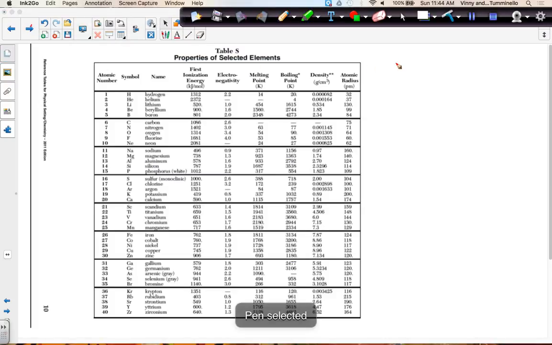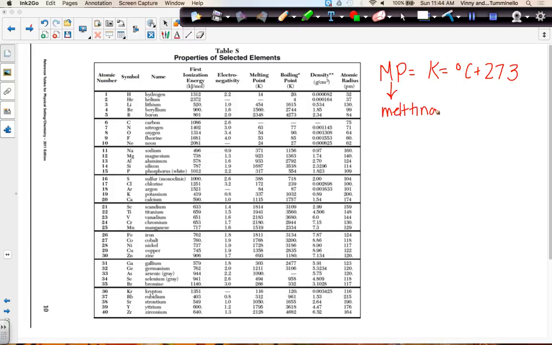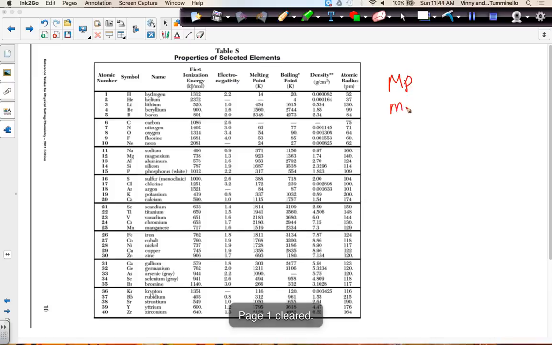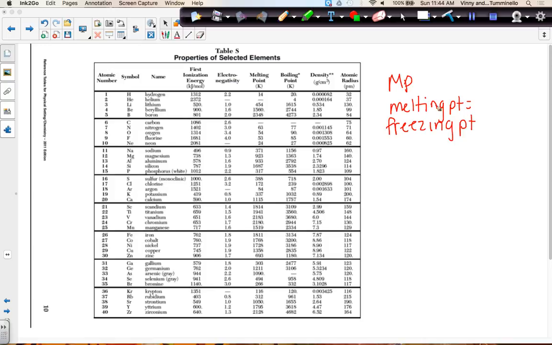We also have values for melting point, which, remember, are in kelvins. So if we need to convert to Celsius, we're going to use the formula Kelvin equals degrees Celsius plus 273. And remember that the melting point is also going to be the same temperature that something will freeze at. So if they ask you for the freezing point, you're looking up melting point, because remember that on the heating curve, if this is solid, this is liquid, and this is gas, melting happens when it's endothermic, freezing happens when it's exothermic, but it's at the same temperature.